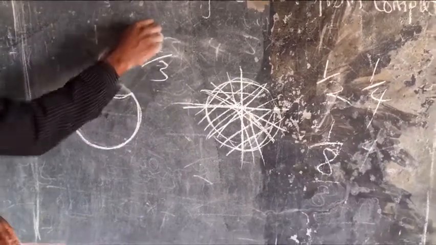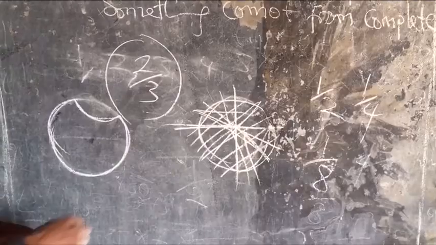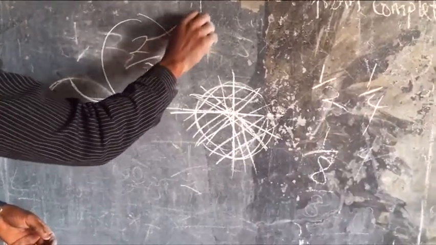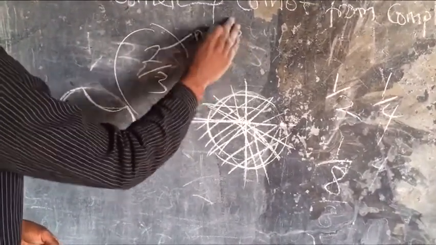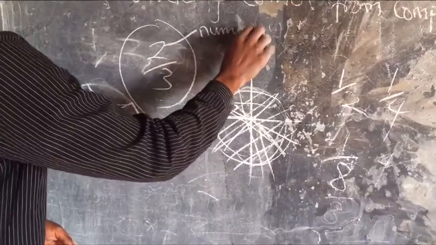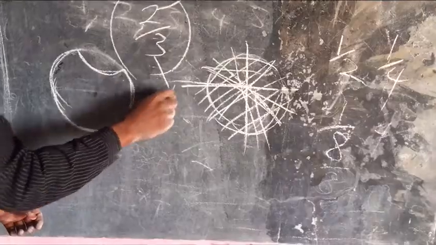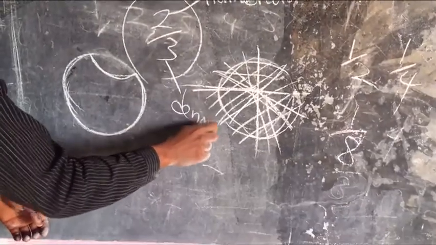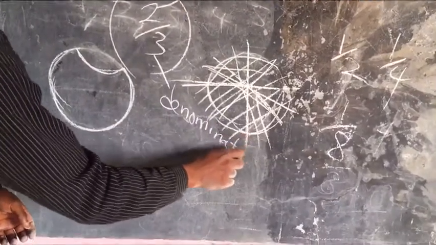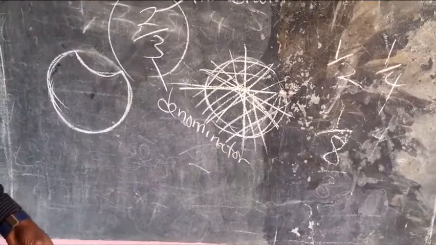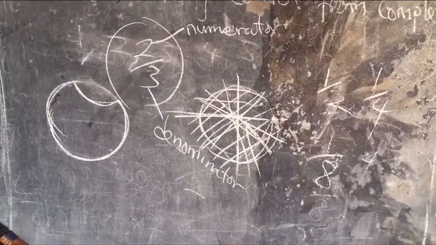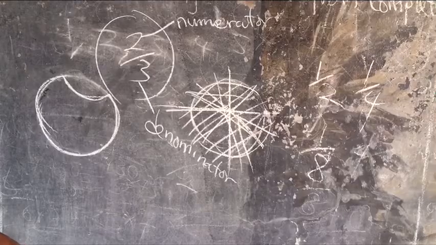But this one now na fraction. The number wey dey up, we dey call am numerator. And this number wey dey down, they dey call am denominator. And again, you get wetin you suppose to know about fraction.